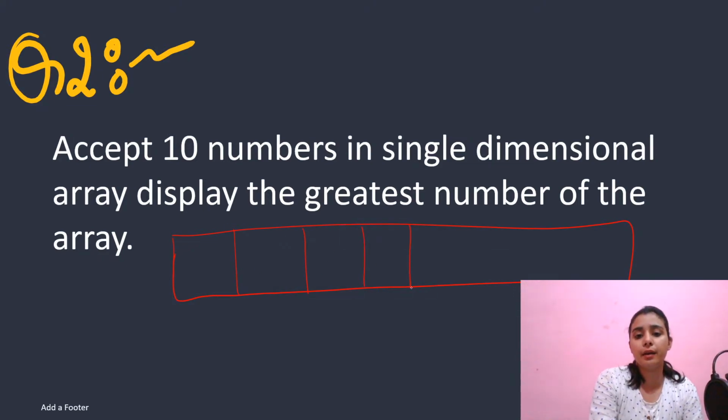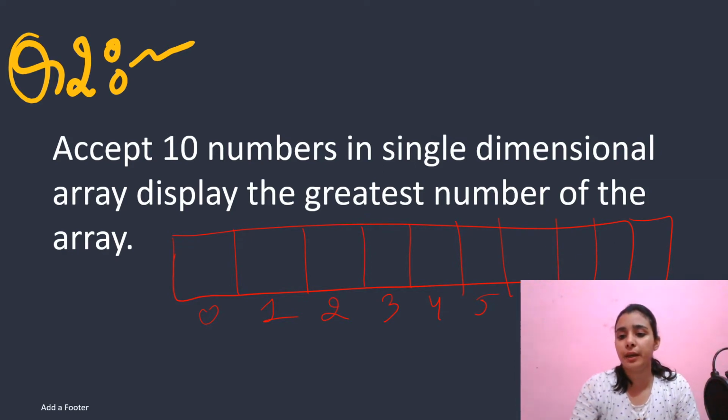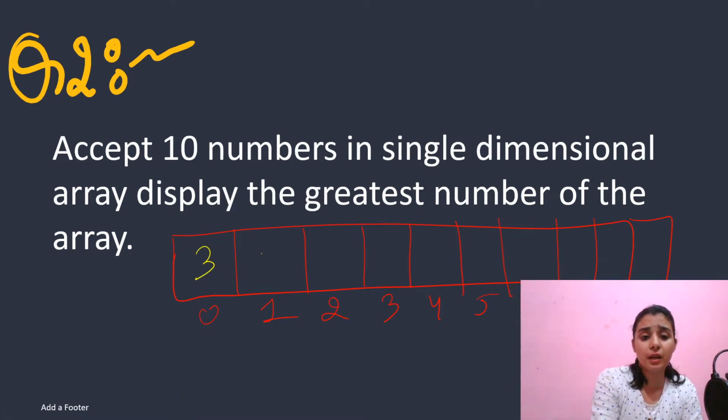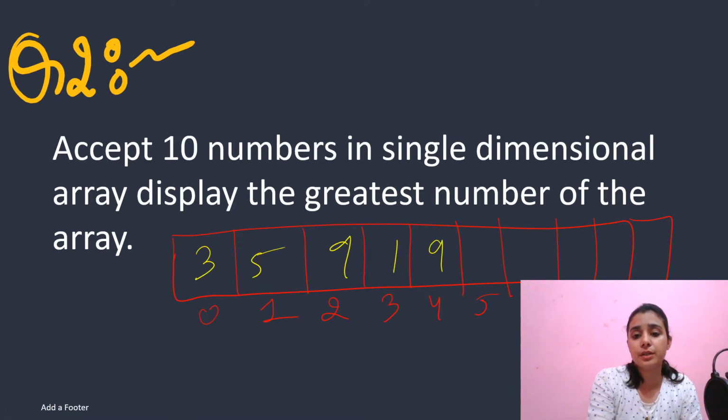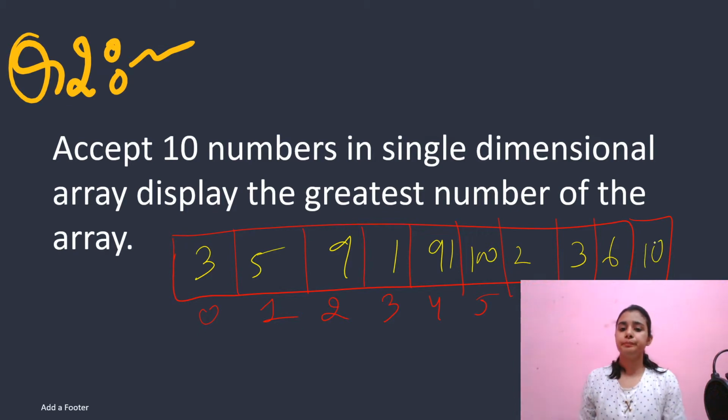Like this is my array. This is 0 1 2 3 4 5 6 7 8, and let's say 9. So that will be 9. Now see, the user will enter something like 3 5 9 1 91 100 2 6 3, whatever it is, and 10.